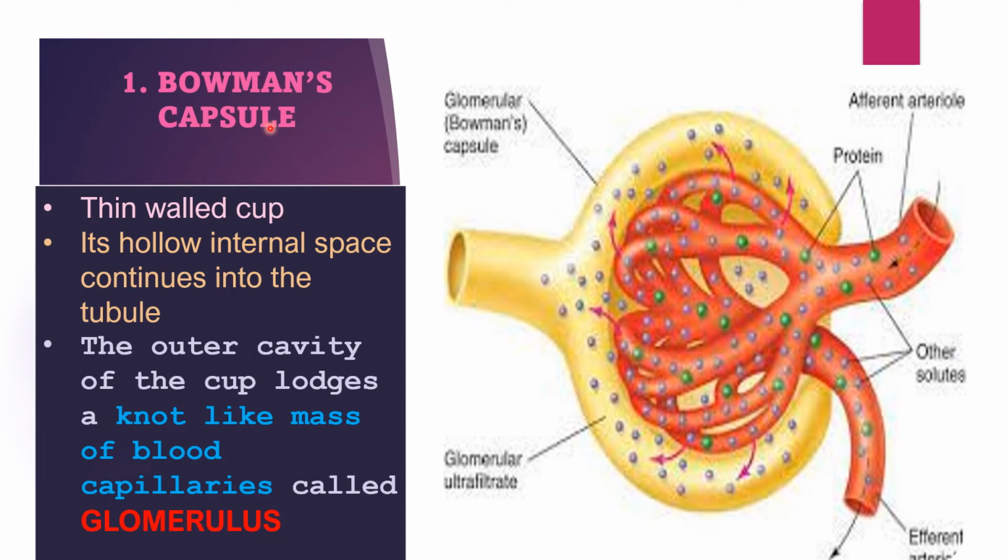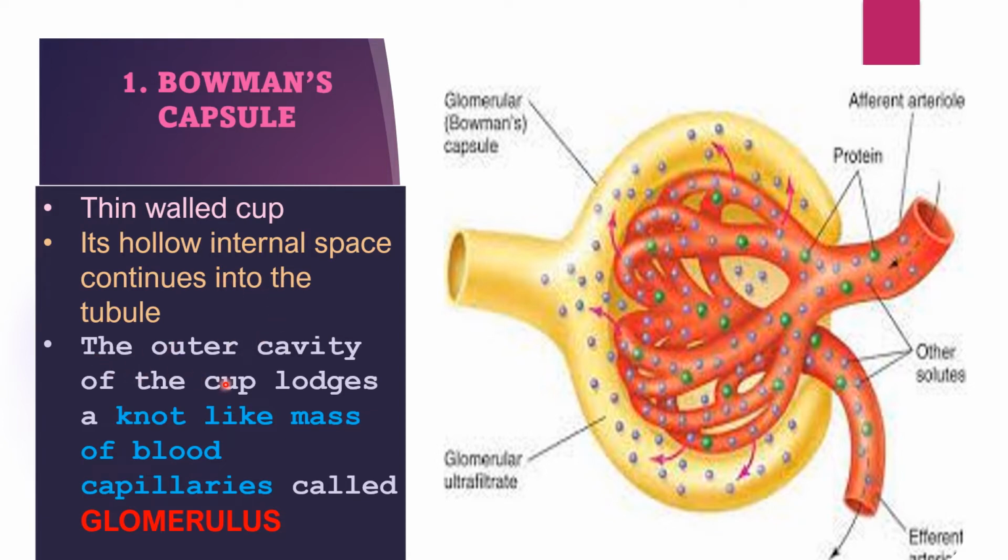Bowman's capsule is the first part of the nephron. What is the structure of Bowman's capsule? In this picture, you can see a cup-like structure, that is Bowman's capsule. Its hollow internal space continues into the tubule. You can see here that this tubule is hollow, and it continues to the next part of the nephron, the kidney tubule.